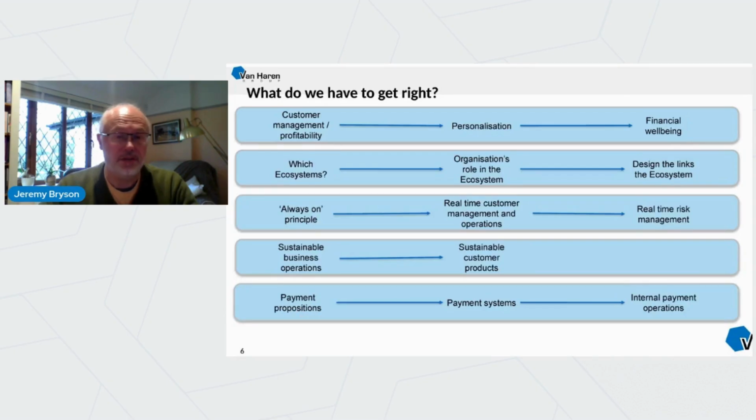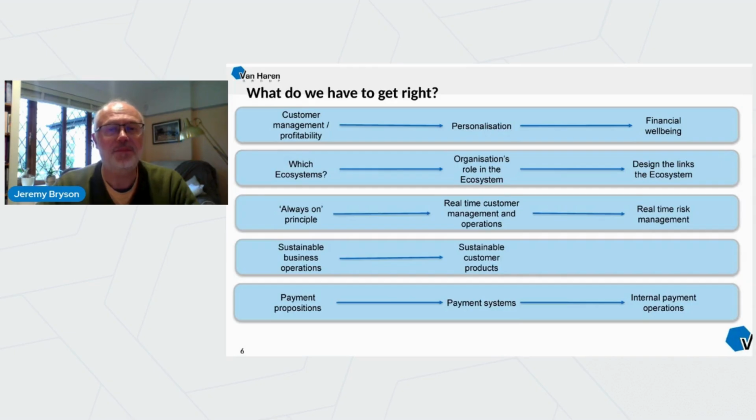So lots and lots of things can be done, and we would say that everything needs to be designed, everything needs to potentially be redesigned in an established bank, but there are some things that make a big difference.